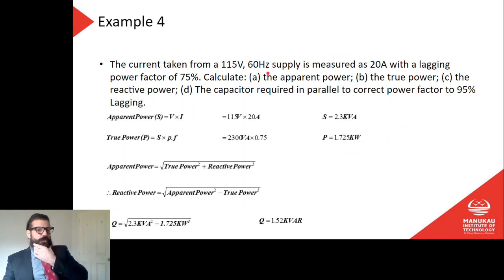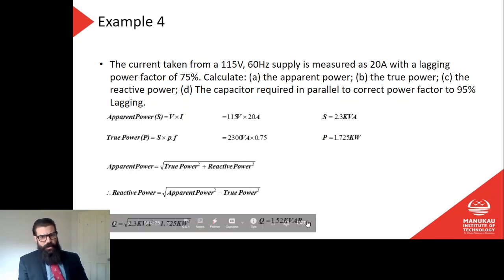Alright, example number 4. Current taken from a 115 volt 60 hertz supply is measured as 20 amps with a lagging power factor of 75%. So power factor 0.75. Calculate A, the apparent power, B, the true power, C, the reactive power, D, the capacitor required in parallel to correct the power factor to 95%. Change the power factor from 0.75 to 0.95.